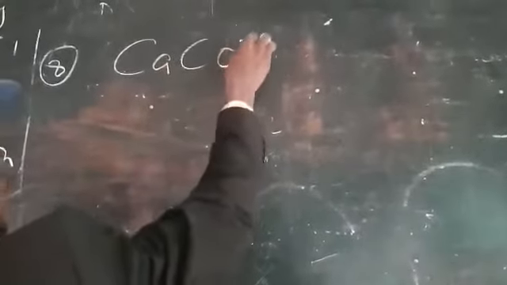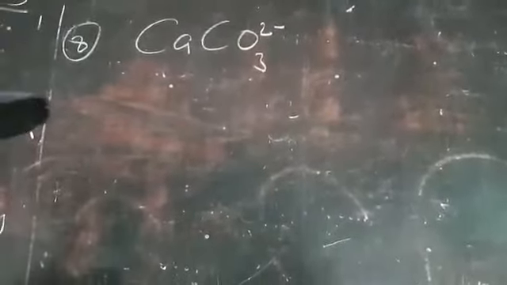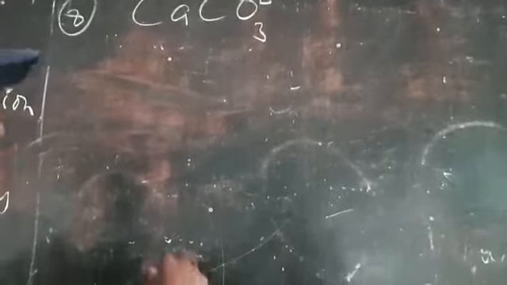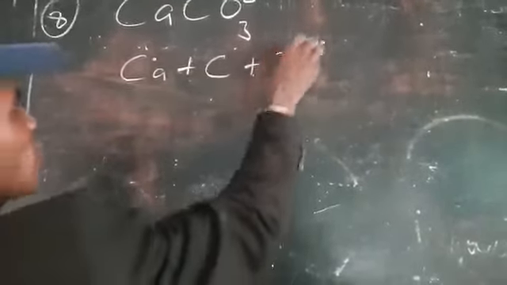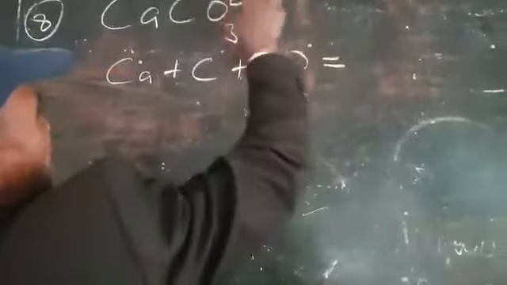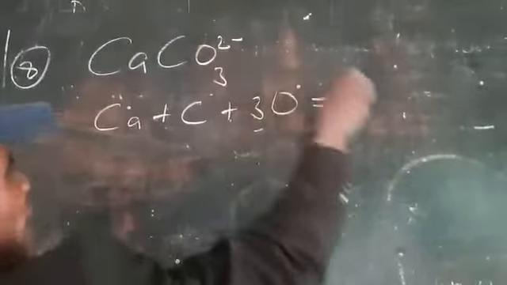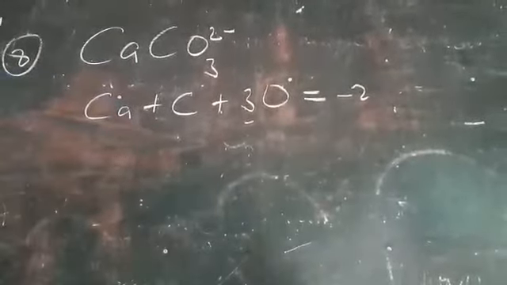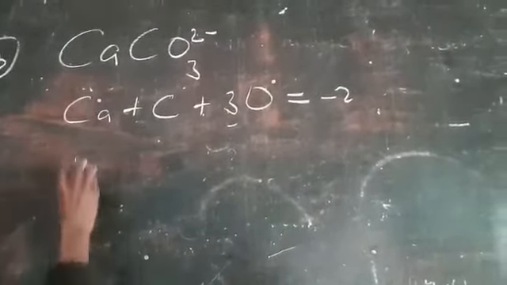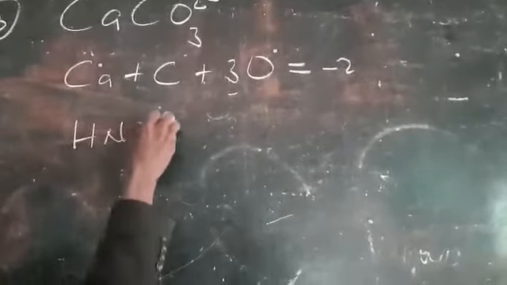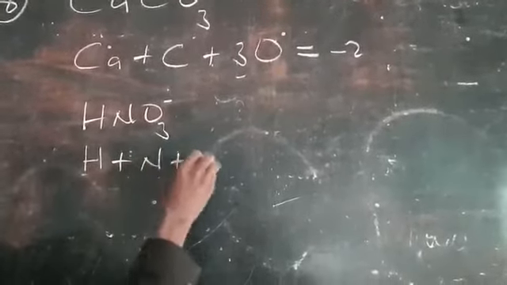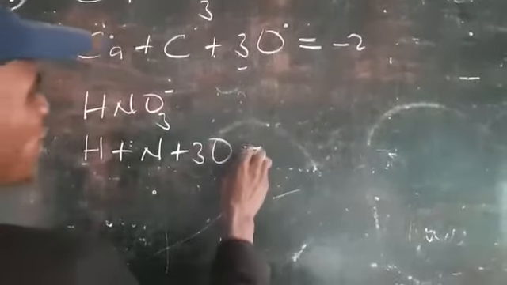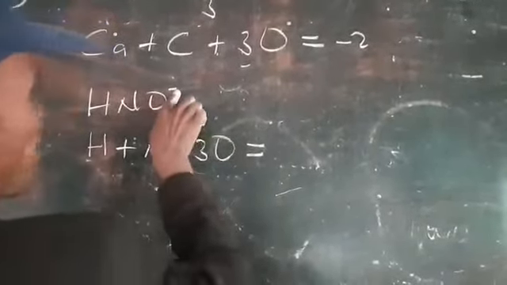Now, if you have a compound like CaCO3 2 negative, this one becomes an ionic compound. It is now an ionic compound. So if it is an ionic compound, what you do, you add all of them, calcium plus carbon plus 3 times oxygen. You now have to equate that to the charge, whatever charge that is here. This power here, that is -2. That is all what rule number 8 is saying. So if it is HNO3 negative, like that, what you do is to say hydrogen plus nitrogen plus 3 times oxygen, and that will give us an answer of -1, because here it is -1.